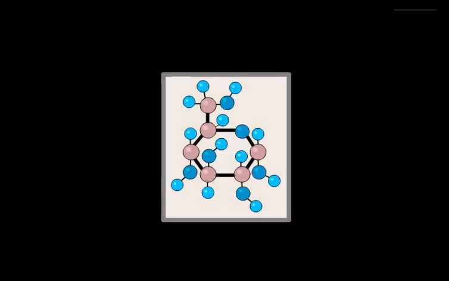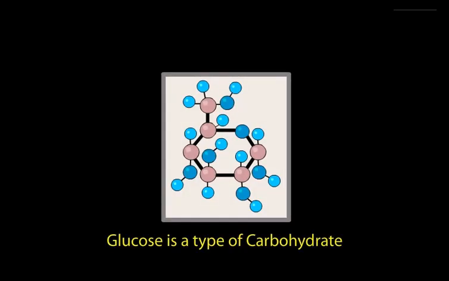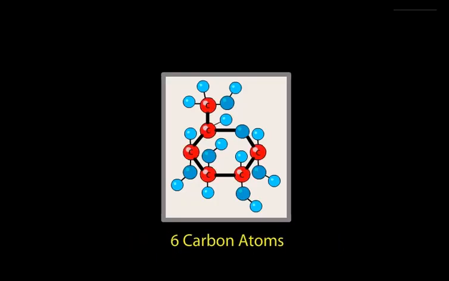Now let's take a closer look at a glucose molecule. Glucose is a type of carbohydrate. Carbohydrates are sugars consumed in the diet for energy and to support biological functions. We'll discuss carbohydrates in more detail in later lessons. A glucose molecule contains 6 carbon atoms, 12 hydrogen atoms, and 6 oxygen atoms.